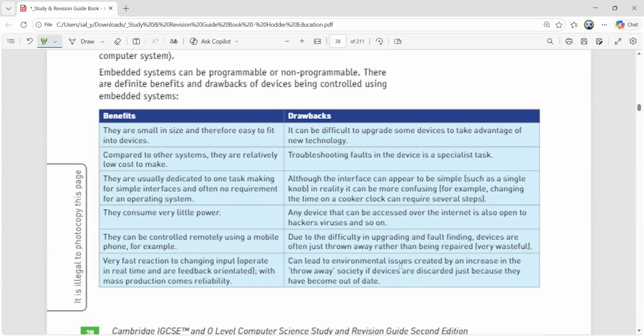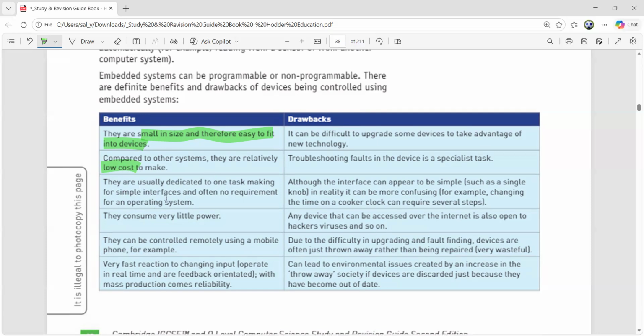So now, again, let me highlight the keywords so we can just concentrate. Small in size and therefore easy to fit. This is an advantage. Then the second one is relatively low cost to make. And then dedicated to one task, making them simple interfaces and often no requirement of an operating system. Often they do not need an OS at all. So they are designed to do one task, so it means they are simpler.